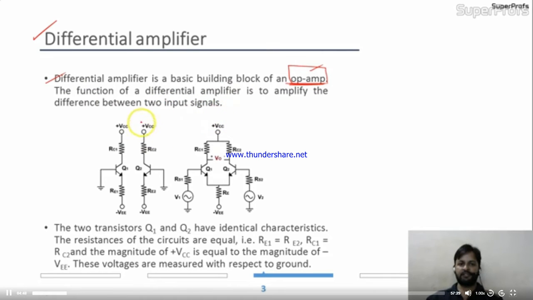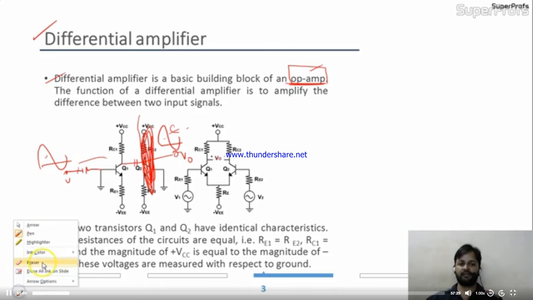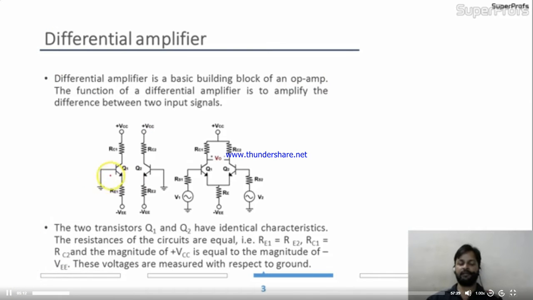Okay friends, forget about this circuit. Till now you have seen only this thing, right? Here we were applying some input and taking output. If you have given an AC input, you are taking the same AC at the output, the amplified version. But in the differential amplifier, what is new? You are not taking only one input. You are taking two inputs and then you are taking their difference at the output stage.